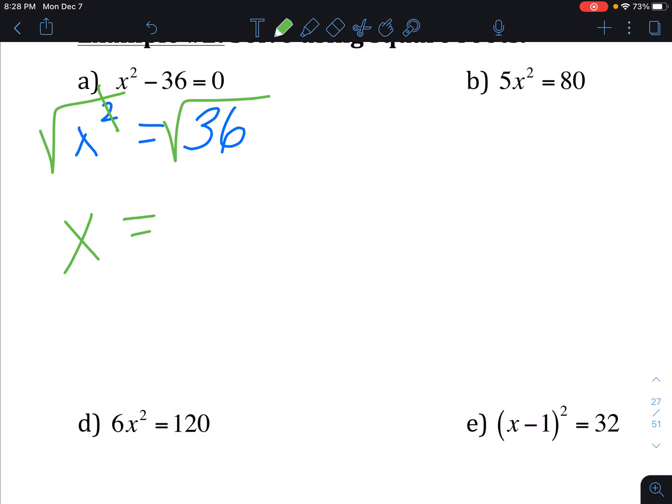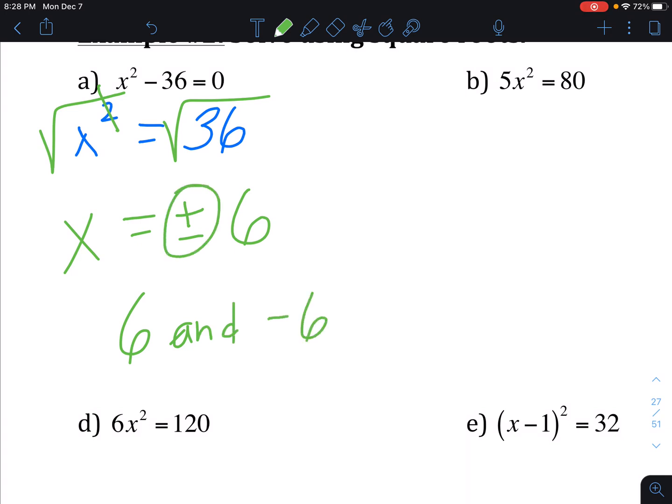Now, here's the deal. The square root of 36 we know is 6, but there are going to be 2 answers to all of these problems. When we square root a number, we actually need to throw in a plus and a minus. What this means is we have 2 answers, positive 6 and negative 6. Using this symbol plus minus is just a way to abbreviate 2 numbers.